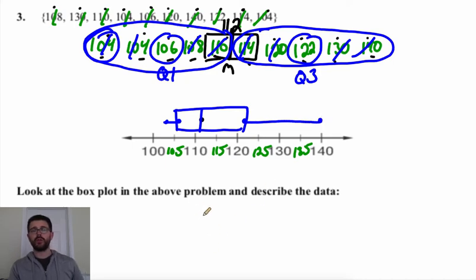And then I want you to take a second and describe it. You could describe this one just like we did the last problem. The data on the lower half is close together because it's really short. The data on the upper half is much longer, which means the data is more spread out.